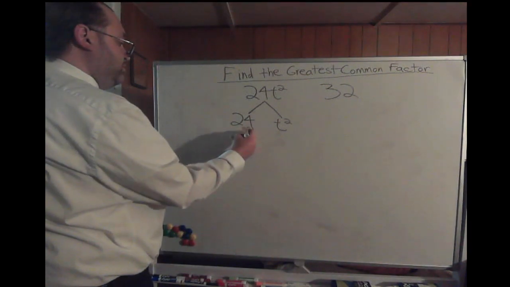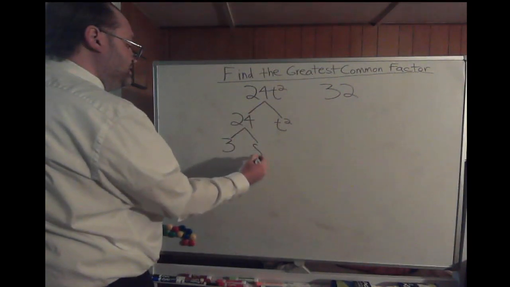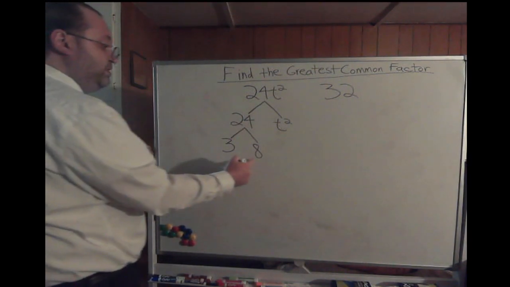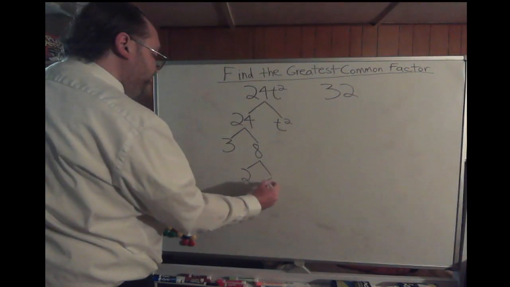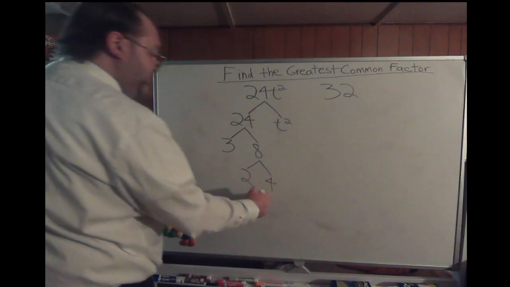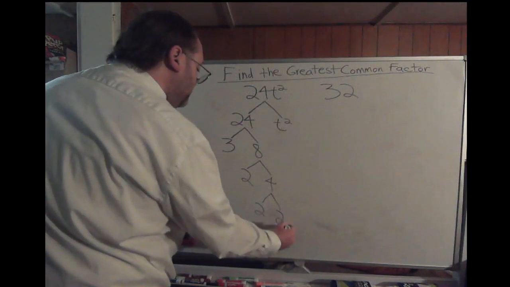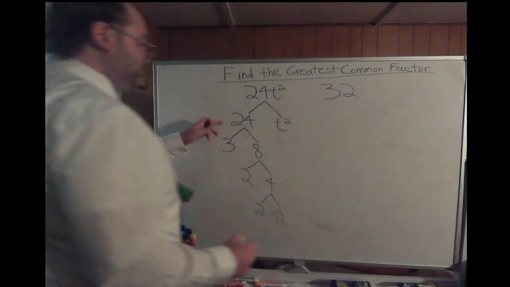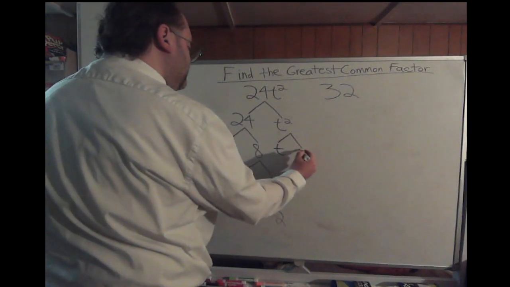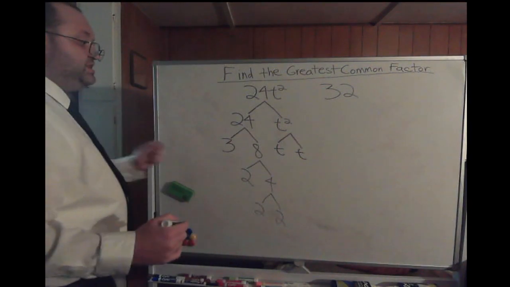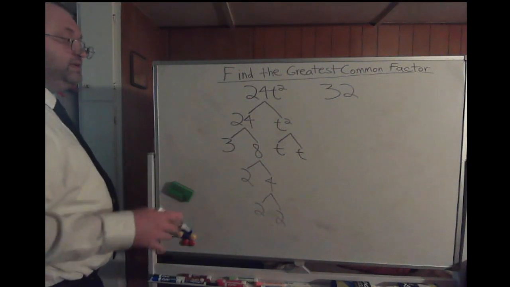Factors of 24 would be, we could do 3 and 8. 3 doesn't factor any further, but 8 does, into 2 and 4. 2 doesn't factor any further, but 4 does, into 2 and 2. We've completely factored the 24. Now t squared, that would just factor into t times t. We can't factor the t's any further. We're done there. We factored 24t squared completely.